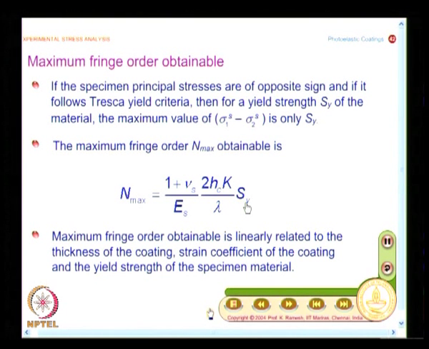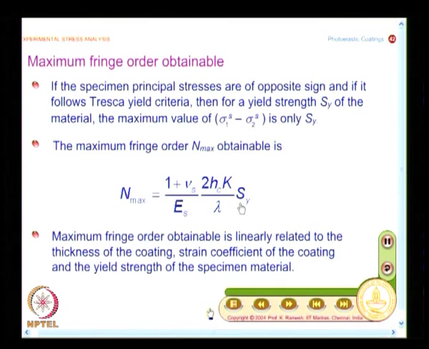So, what you find is if I am working on high strength alloys, I can have very high fringe orders. With low strength alloys, the maximum fringe order obtainable is smaller, and most of your aerospace and nuclear applications use high strength alloys. So, you will have reasonable fringe orders seen in those structures. Suppose I want to apply it on mild steel, that also needs to be analyzed. When you make a component out of mild steel, you will not have very high fringe orders. So, we can actually calculate, for a given coating material and different specimen materials, the maximum fringe order obtainable.